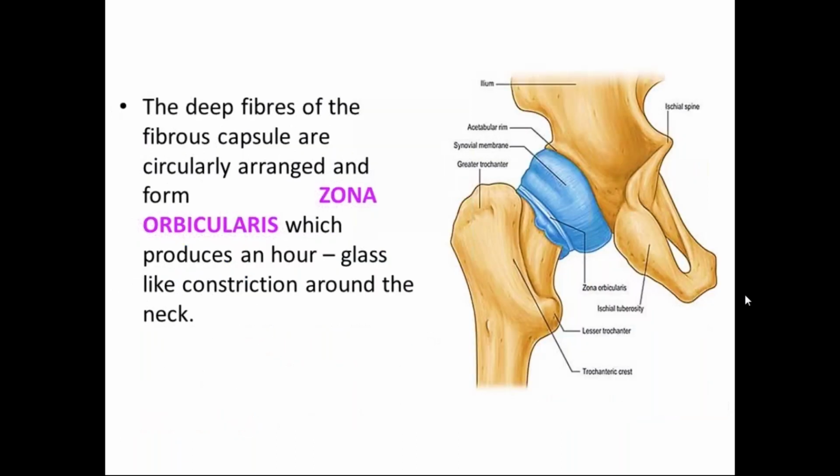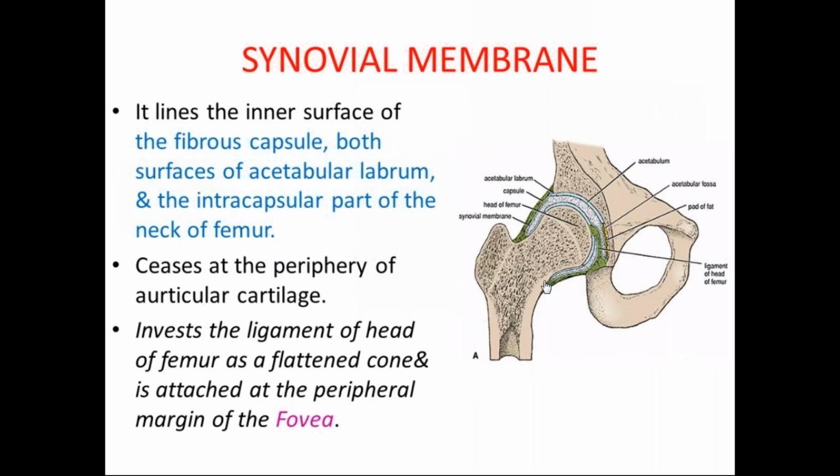The deeper fibers of fibrous capsule are circularly arranged and form the zona orbicularis, which produce an hourglass-like constriction around the neck. The synovial membrane lines the inner surface of fibrous capsule, both the surfaces of acetabular labrum and the intracapsular part of the neck of femur. The synovial membrane ceases at the periphery of the articular cartilage. It invests the ligament of head of femur as a flattened cone, and it is gaining attachment at the peripheral margin of the fovea.